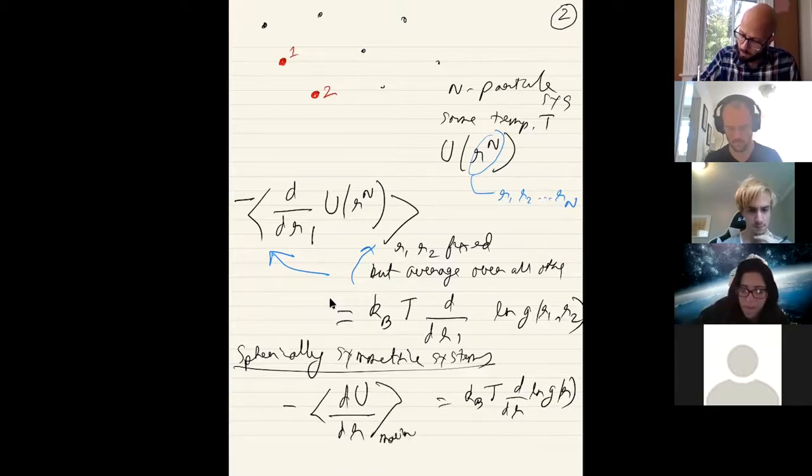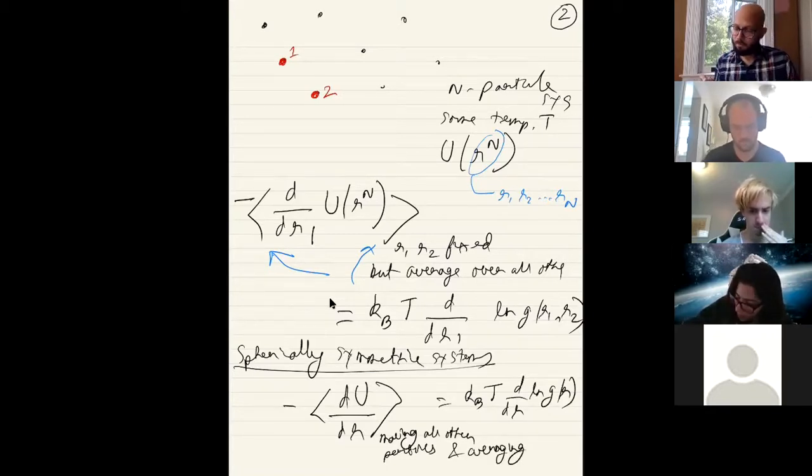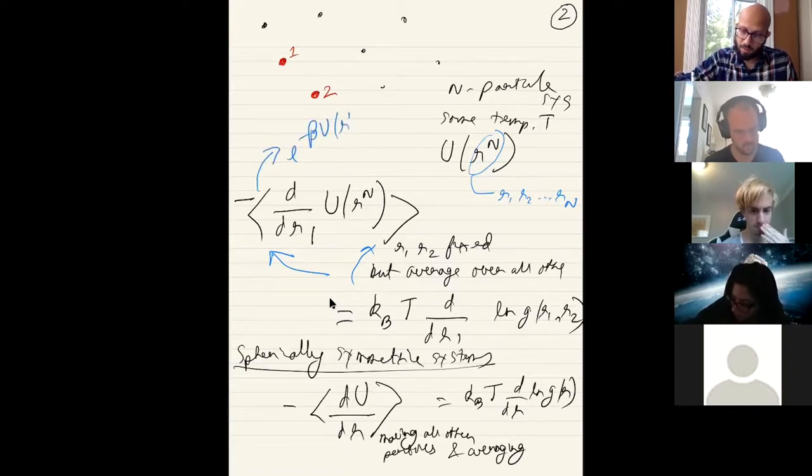Average force between two particles as a function of their distance, moving all other particles and averaging over them. The reason why this average is a slightly funky average is because every configuration comes with its own e to the power minus beta U(r_n) weight. That's what makes it hard to calculate.